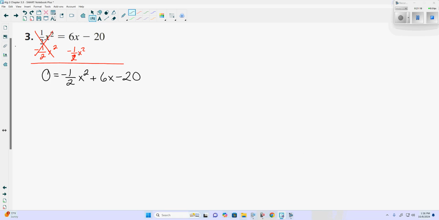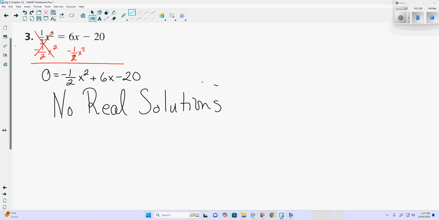So that means there is not a value of x that will make the y value be 0. So that means this here has no real solutions. It doesn't have no solutions, it has no real solutions. There are solutions to this equation. There are values of x that will make this be 0. Those solutions are just not real solutions.